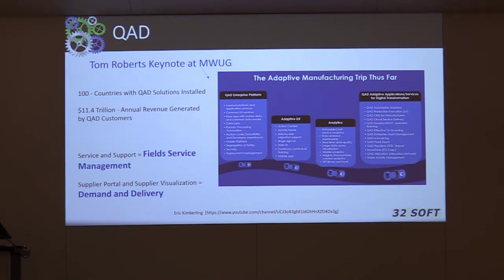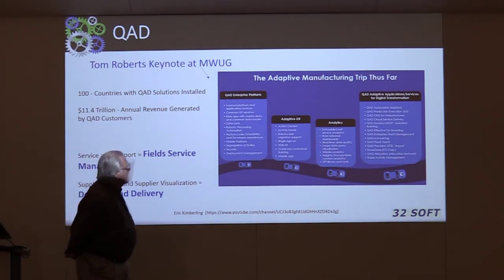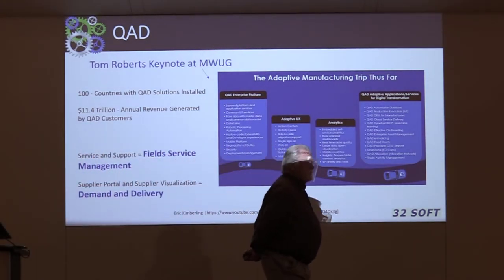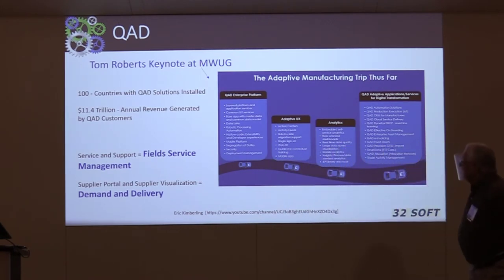Tom talked about the QED Enterprise platform, data lakes, robotics. Pam just mentioned the adaptive UX. We'll talk a little bit about analytics today, and then there's the whole question of the digital transformation. There's a guy named Eric Kimberlin. I don't know if anybody uses Third Stage Consulting. He does some excellent presentations on YouTube about digital transformation. So I thought that would be interesting.